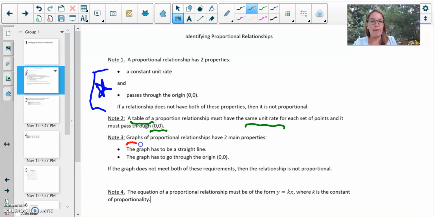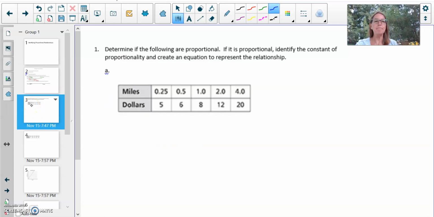If we're looking at a graph, it has to be a straight line. That means it has the same unit rate. And it has to go through the origin, 0, 0. And if we're looking at an equation of a proportional relationship, it has to be in the format y equals kx, where k is the constant of proportionality. So let's look at some examples now.